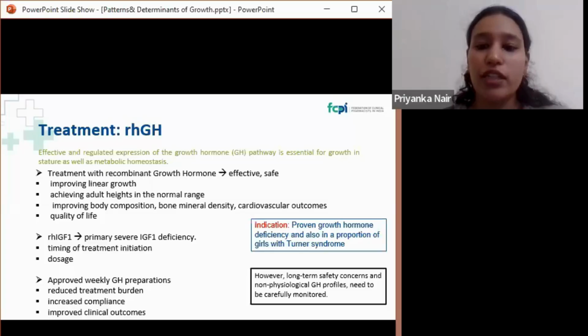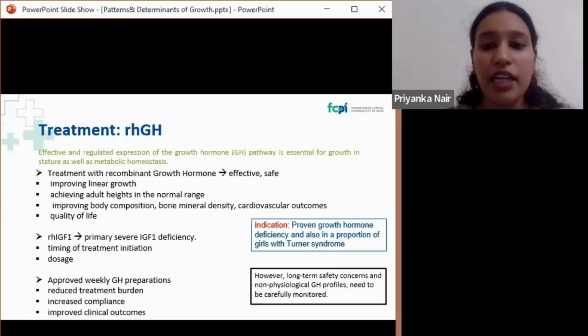There are approved weekly growth hormone preparations now that reduce treatment burden, increase compliance, and improve clinical outcomes. Because earlier it was daily growth hormone administration, but since there is a weekly approved growth hormone preparation now, it has improved compliance and it is better tolerated.